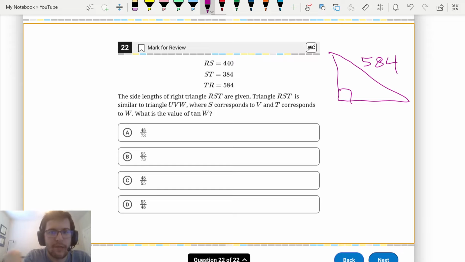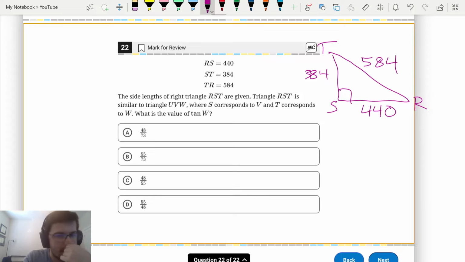And then I noticed the 584 is TR. So why don't I put a T and an R on both ends of that side? And then I'll put the S where the other point goes. Okay, so now I can label the rest. ST equals 384. And RS equals 440. Okay, so now it wants us to find, it says this is called a similarity statement.